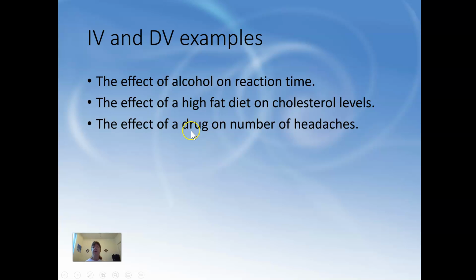You could look at the effect of a drug on the number of headaches, or really the effect of a drug on almost anything. The drug is the independent variable. You would randomly assign some people to take the drug and others would probably take a placebo. And then you would measure the number of headaches they get. That would be the dependent variable.